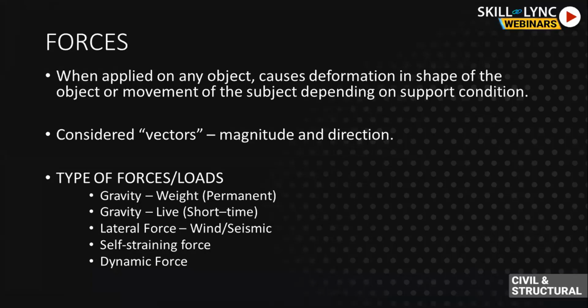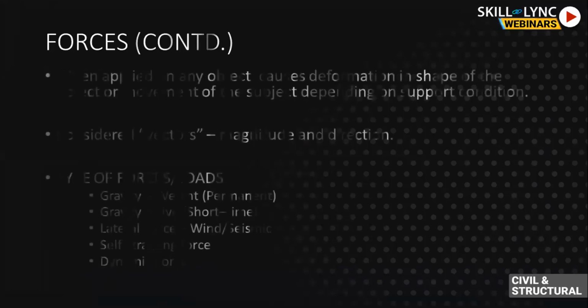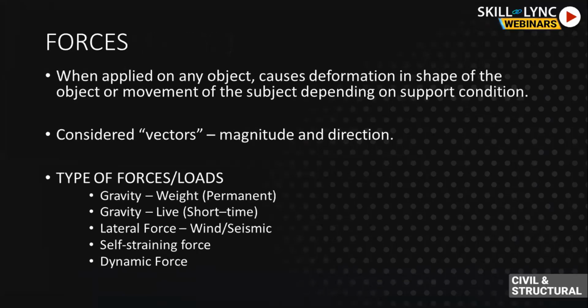If the structure is located in a seismic prone zone or a zone where wind forces are very frequent and wind velocity is very high, in those cases we see these dynamic forces come into effect. These dynamic forces cause the structure to oscillate, like a vibration. It makes the structure vibrate.